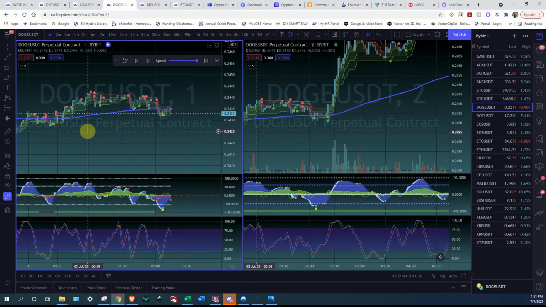So anyway, basically how it works, if it's above the 200 EMA, you're looking to long only. If it's below the 200 EMA, then you're looking for shorts only.